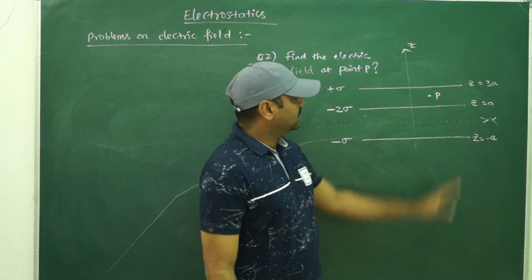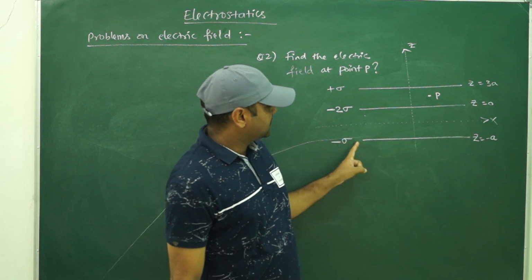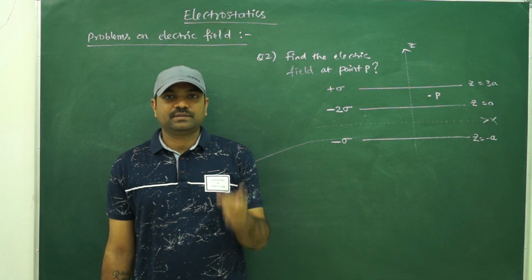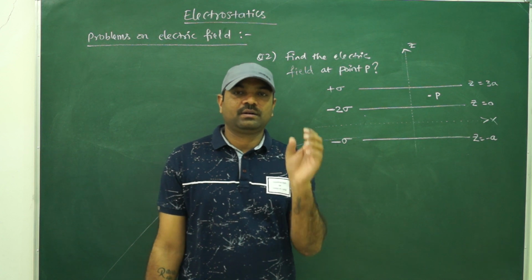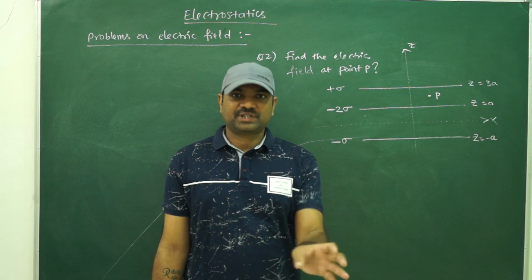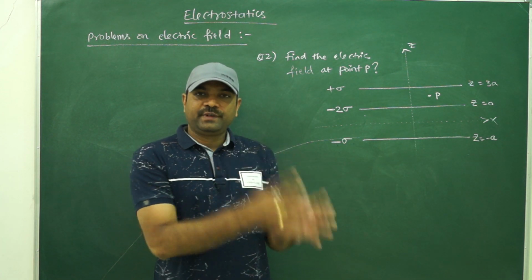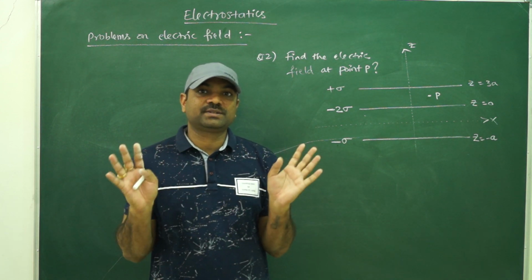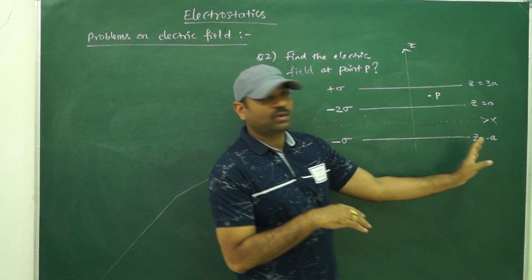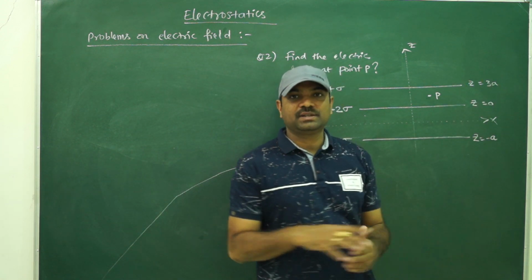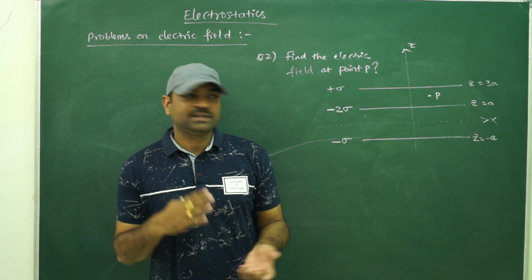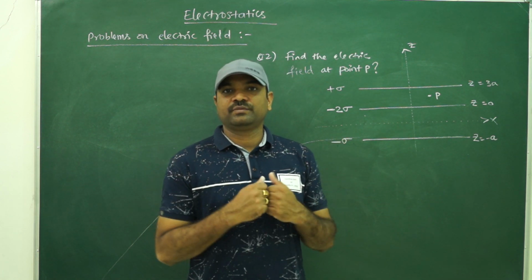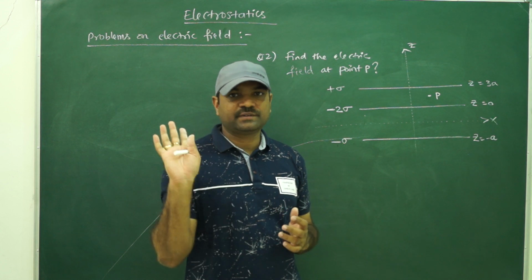Now see, if you look at the question, first of all, these are the charge sheets. Whenever they have given the charge sheets, the first point to be stricken in your mind is that the field due to a charge sheet is independent of the distance. So we don't bother about the distances given, z equal to 0, z equal to 3a, z equal to a. This is all nonsense in the question, first of all. So we don't bother about the distance. That is the first point.